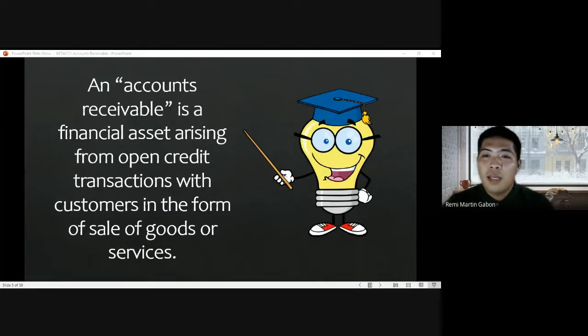Oh, sabi ni Sandra, yes sir. So relate na relate siya dyan. O, di ba? So yan lang yung risk, but actually in practice we cannot avoid encountering entities that allow for open credit transactions. Yan yung accounts receivable. Okay?